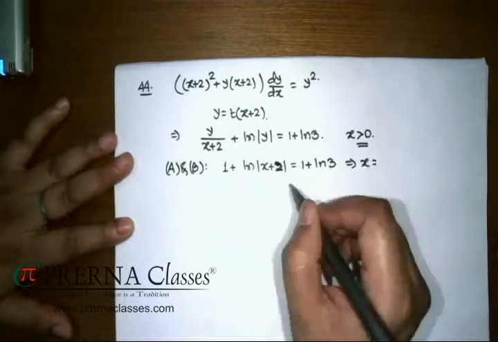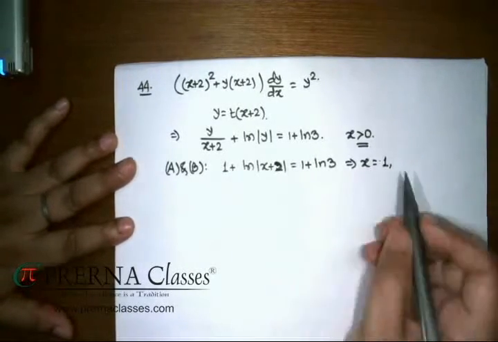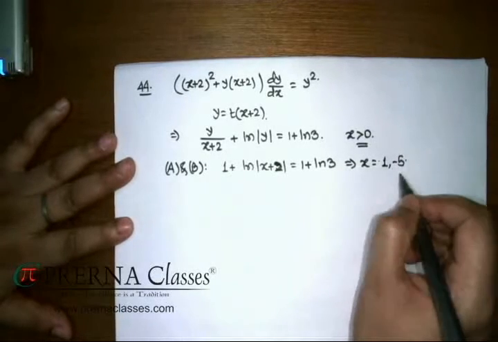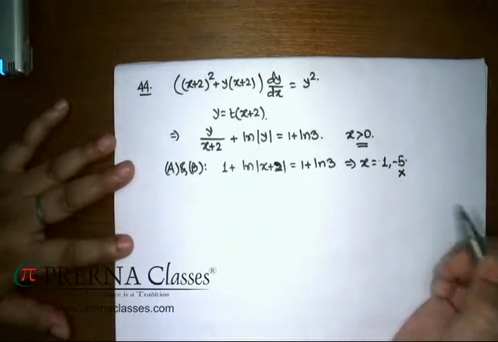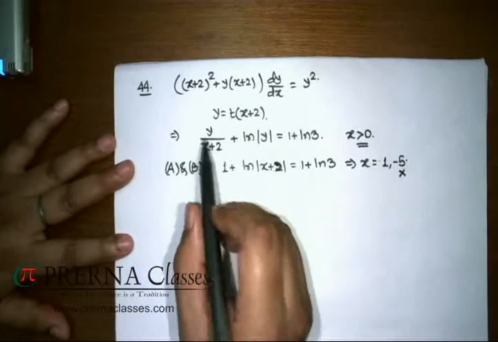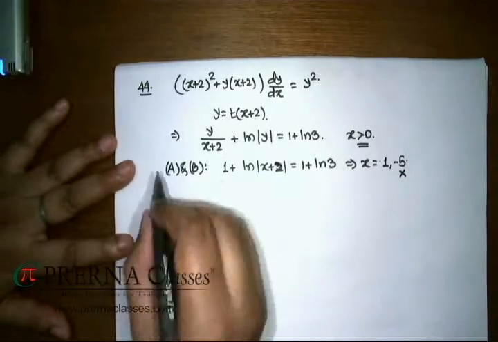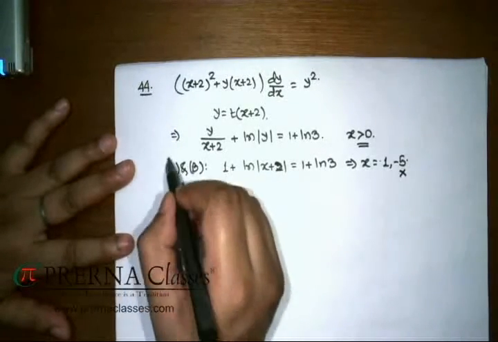You can check then from this that the values of x are either 1 or minus 5. We have to reject minus 5, so it's clear from this that y equal to x plus 2 intersects this curve in exactly one point, that is at x equal to 1. So it's option A which is correct, not B.